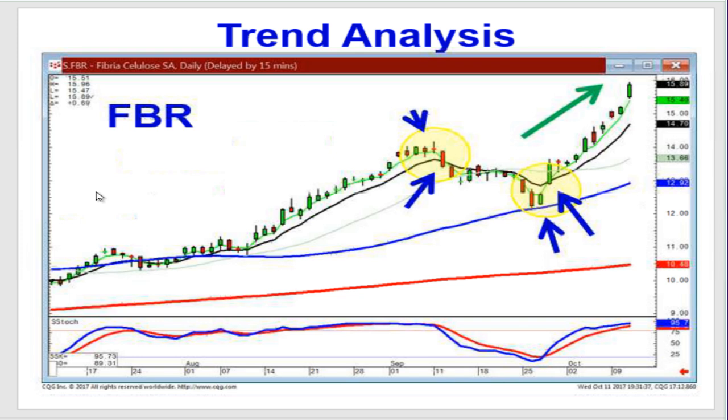Let's go on with the moving averages. They're all strong signals.